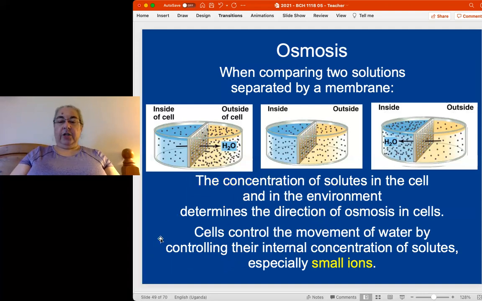So the concentration of the solutes inside and outside the cell determines the movement of water across the membranes. So cells are able to control how much water is inside them by controlling the concentration of solutes inside them. And this is especially true of small ions like sodium and calcium and potassium ions.